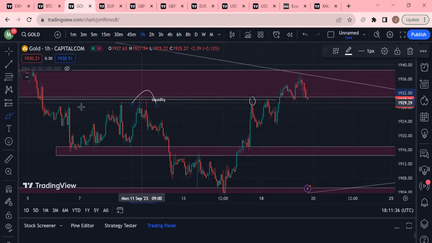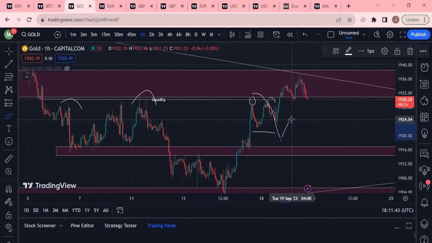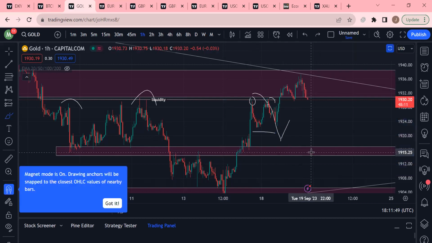Whenever you see wicks like this, they are liquidity. So if the market did not break and switch character to the downside, before we enter conservatively, we are not even supposed to enter. So how do you trend your market? Very, very important.